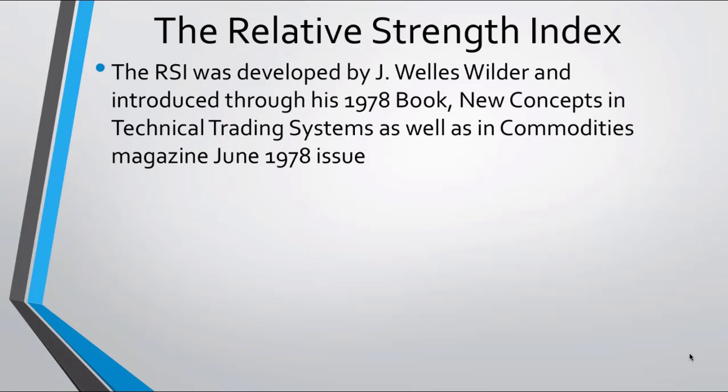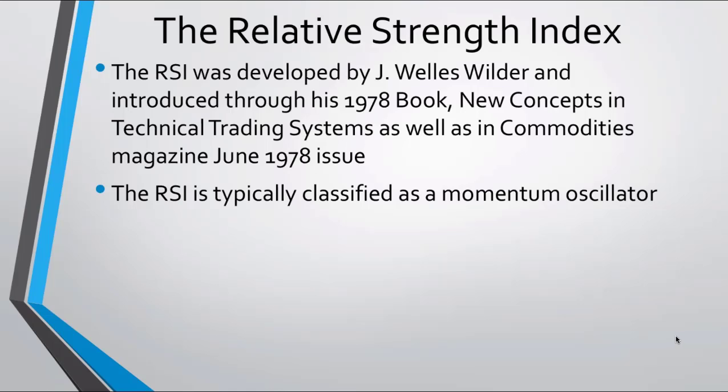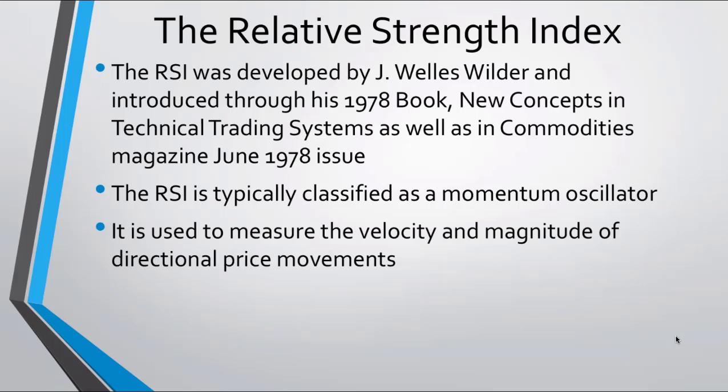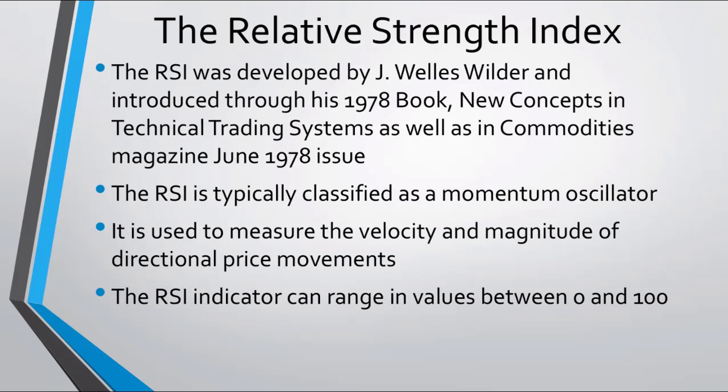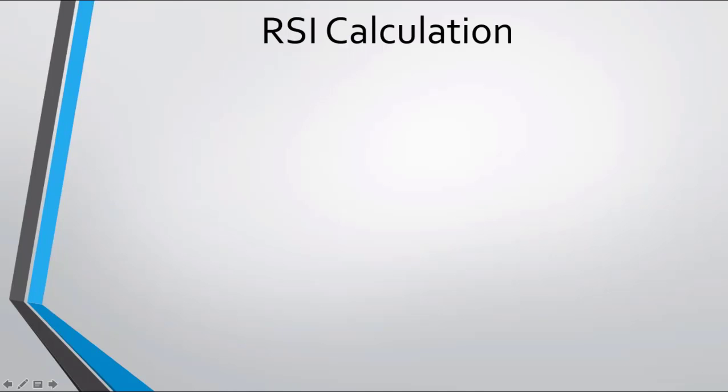The Relative Strength Index. The RSI was developed by J. Wells Wilder and introduced through his 1978 book, New Concepts in Technical Trading Systems, as well as in Commodity Magazine in the June 1978 issue. The RSI is typically classified as a momentum oscillator. It's used to measure the velocity and the magnitude of directional price movements. The RSI indicator can range in values between 0 and 100. Those are the basics. Let me turn it over to Mike to talk about the calculations.